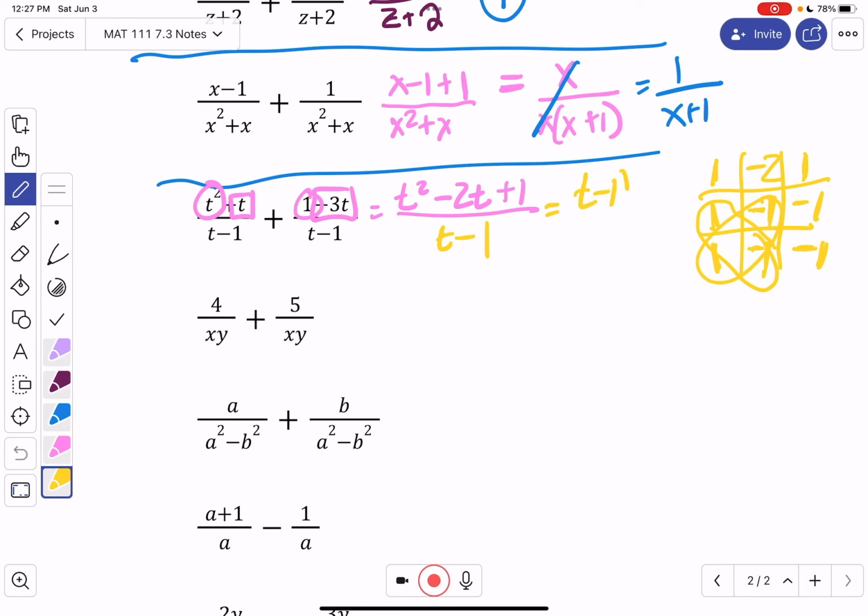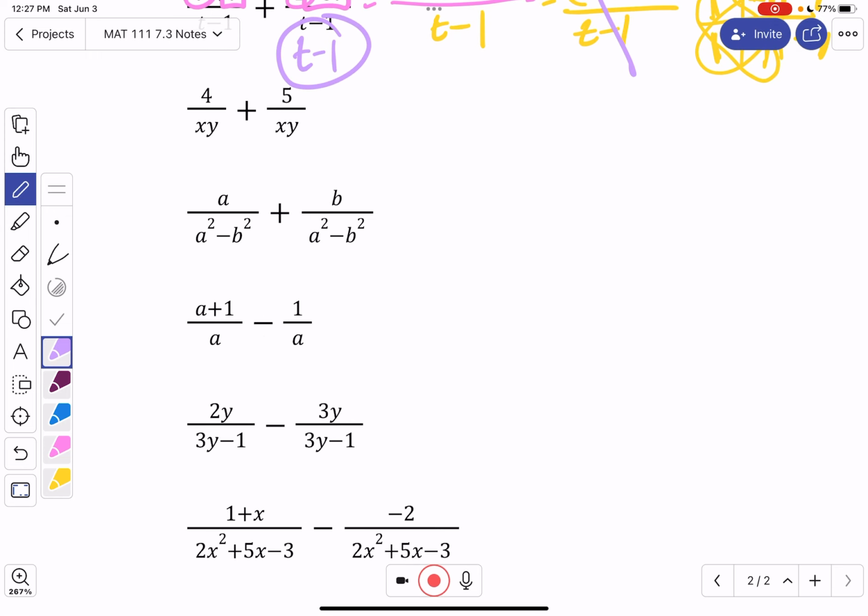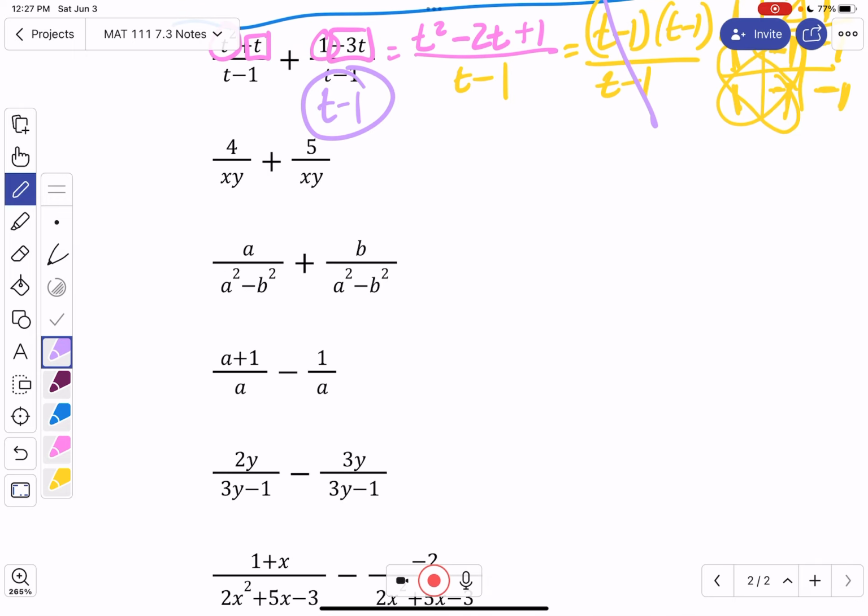So on the top, we have t minus 1 over t minus 1. On the bottom, we have t minus 1. So those cancel, and our final answer is just t minus 1. Subtracting, which is down below, is the same thing. Just make sure you subtract your like terms instead of add. Don't drop your negatives. Try which ones you can on here and see how you do.